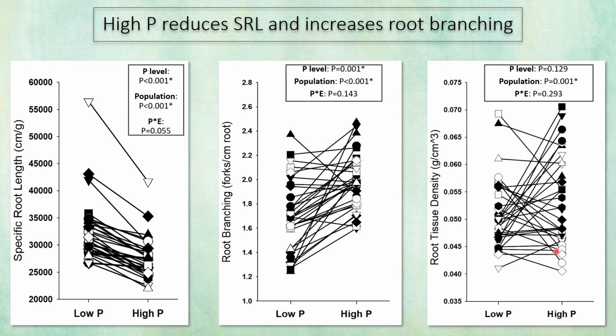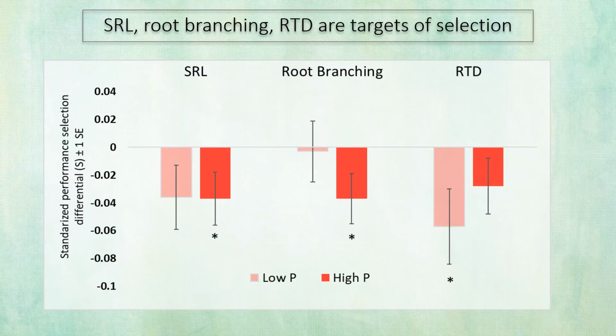As for root tissue density, RTD, phosphorus did not have an effect, suggesting that RTD is not as responsive as traits such as SRL and branching to contrasting levels of phosphorus. Of course, we're still observing large genetic differences in all of these traits among different populations, as the population terms are always significant with very low p-values. Let's take a look at selection results.